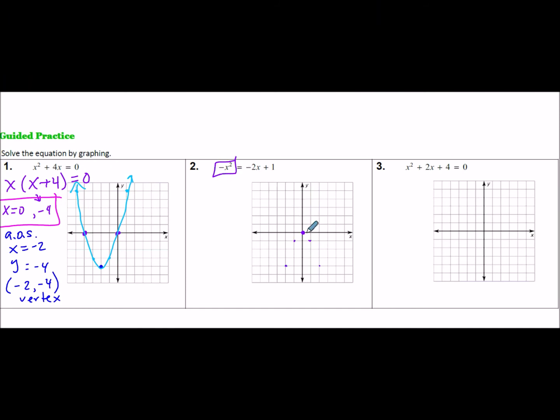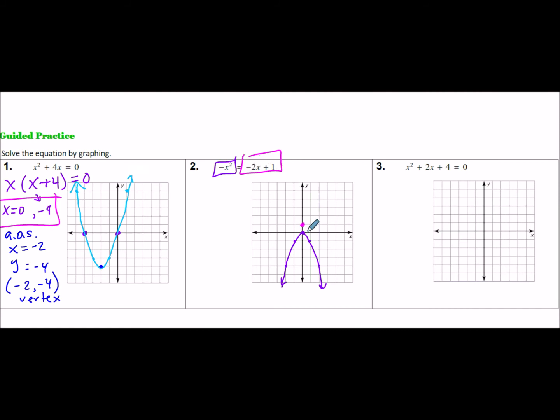For number 2, I'm going to graph these separately. So I'm not going to make it equal to 0, just so that you can get a little practice. All right, so this is just a negative x squared. This is linear. This is good review. So this is your y-intercept, so that's up 1 right here.